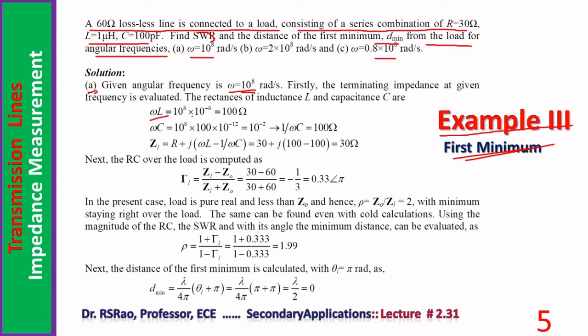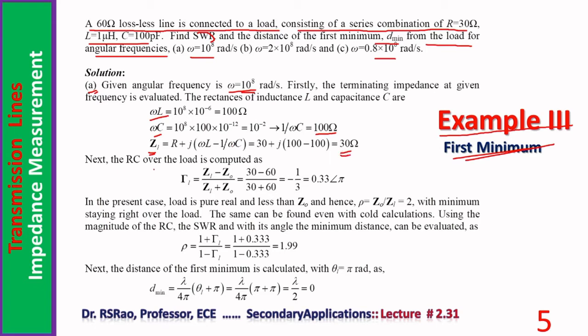What is omega L for this case? Omega L is 100 ohms. Omega C is 10 power minus 2, or 1 by omega C is 100 ohms. So ZL becomes R plus j omega L minus 1 by omega C. It comes out 30 ohms.